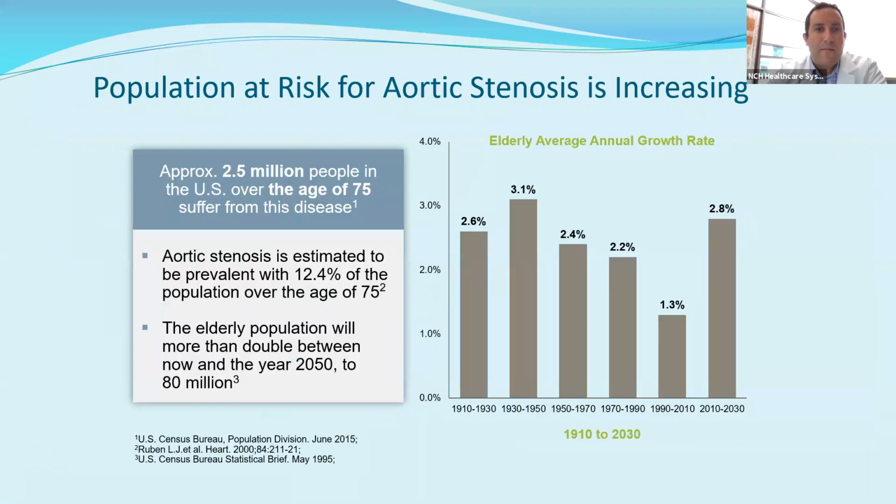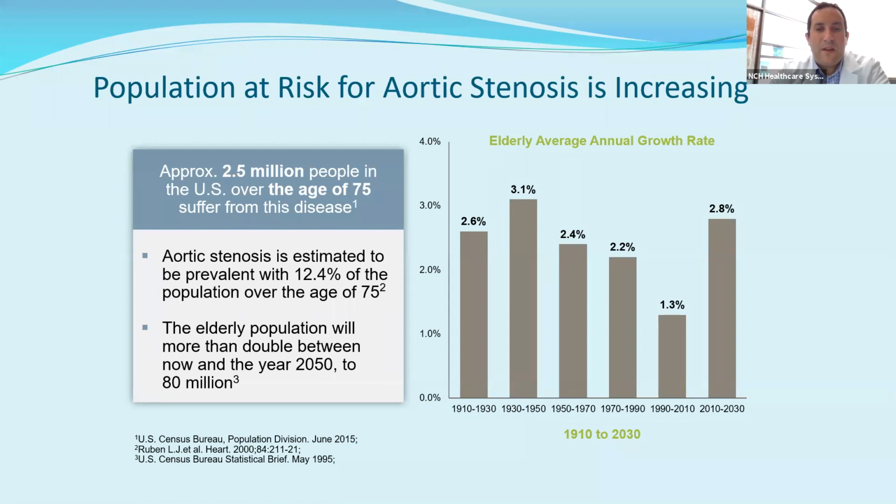The population at risk for aortic stenosis is increasing. As everyone understands, in Naples, we have an older community than the average. And as a result, we have a lot of people at risk for aortic stenosis and valvular heart disease. The population of the United States in general is significantly older than it used to be. There are about 2.5 million people in the United States over the age of 75 that suffer from this disease. Aortic stenosis is estimated to be prevalent in 12.4% of the population over 75 years old.